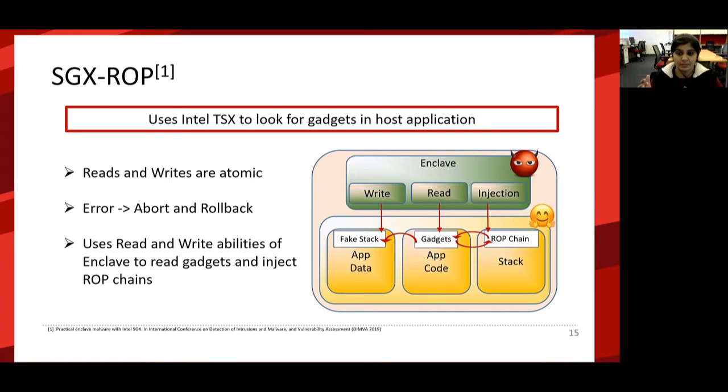The injection step, the third one on the right, is used to steer control to a fake stack by means of ROP chains, which are again injected by the malicious enclave itself.